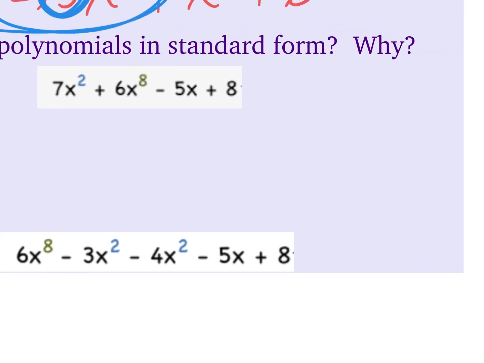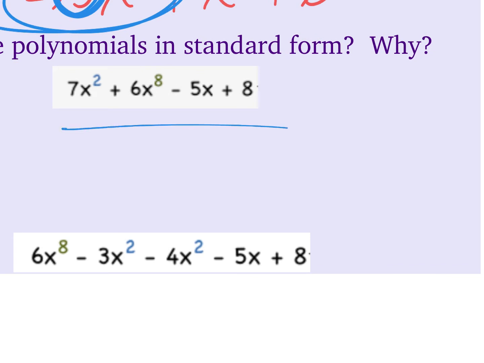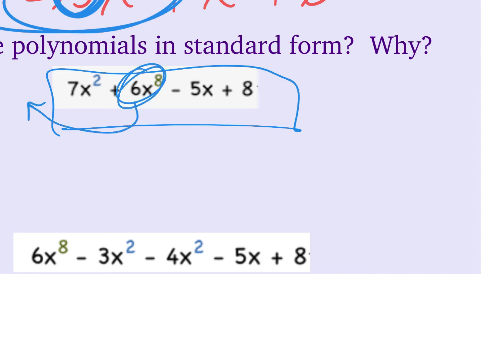Okay, is this one in standard form? Nope. The general is not standing at the front of the line. This right here, that should be moved to the front. Remember the negative that's stuck to this 5 here, that will stay on that 5. So if I move things around, just make sure you don't move the negative. The negative stays on the 5.